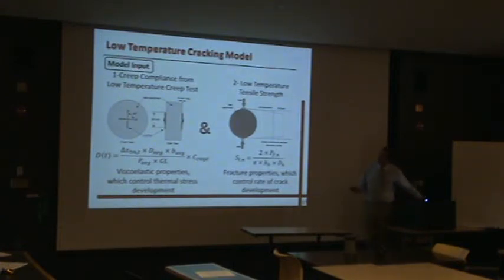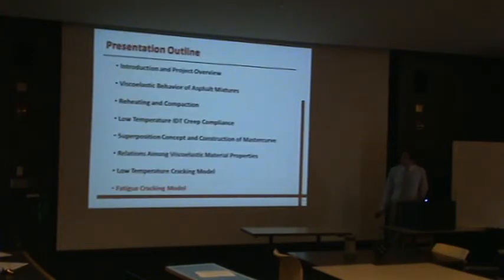So besides having the creep compliance test, as I said, I have to do a low temperature tensile strength test. It's also on the same specimen, doing the IDT test again, but it will be at negative 10 degrees C, and I will apply monotonic loading until cracking of the specimen. So this is the low temperature cracking.